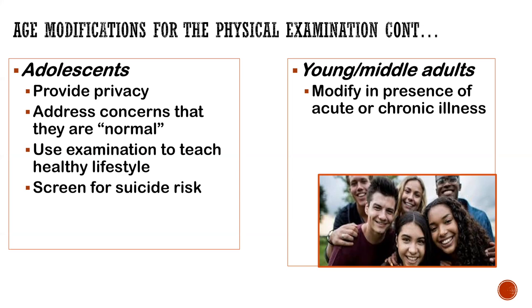And then young and middle adults, age 18 to 35, and then 36 to 55, are typically cooperative and don't require a modified approach unless there's a chronic illness or some type of disability.